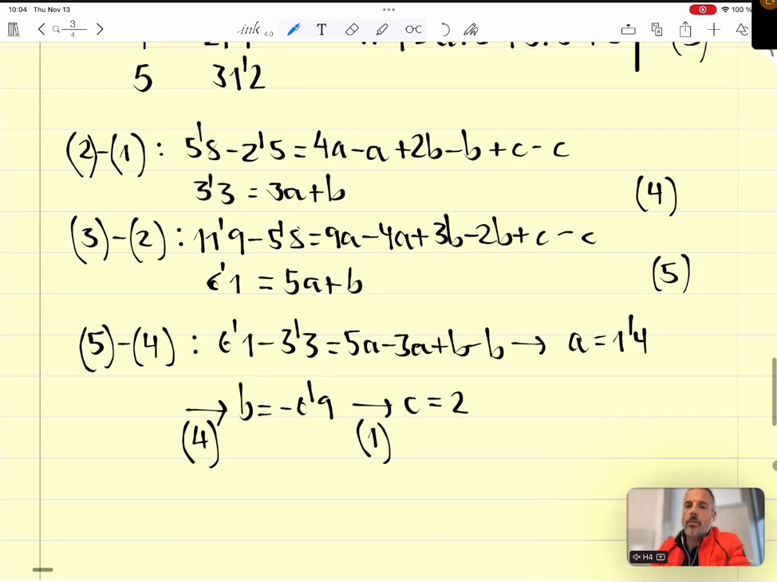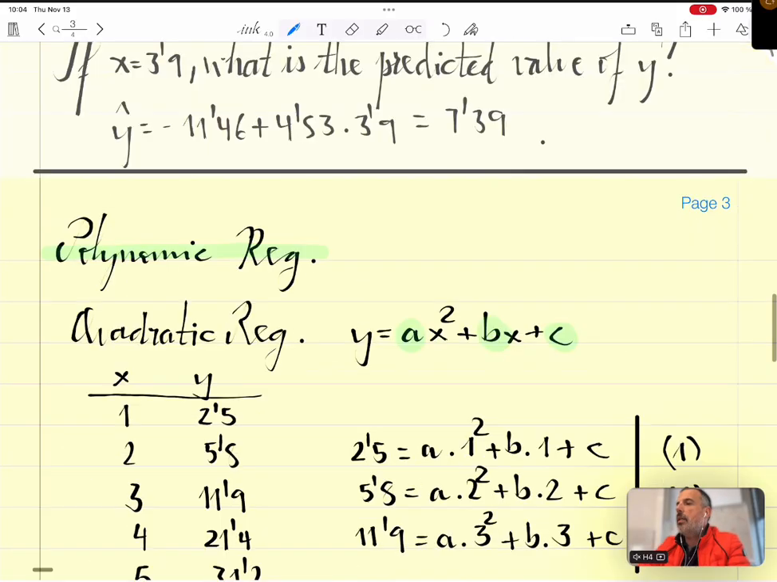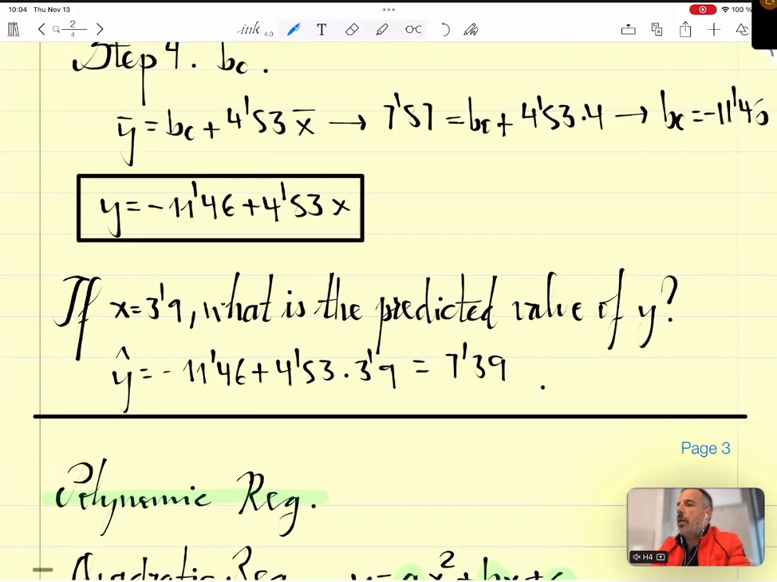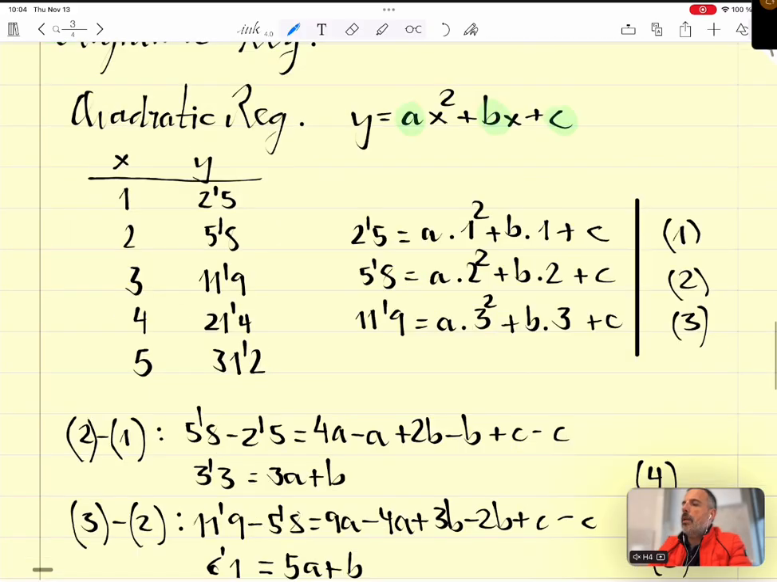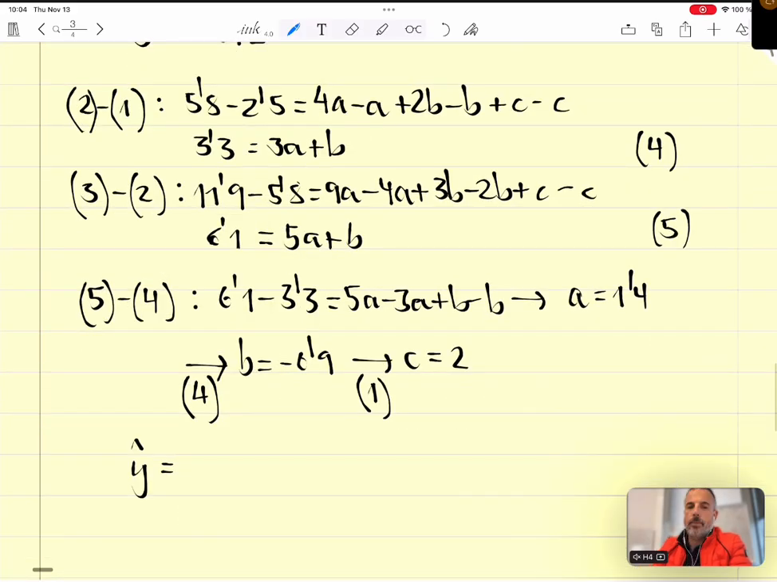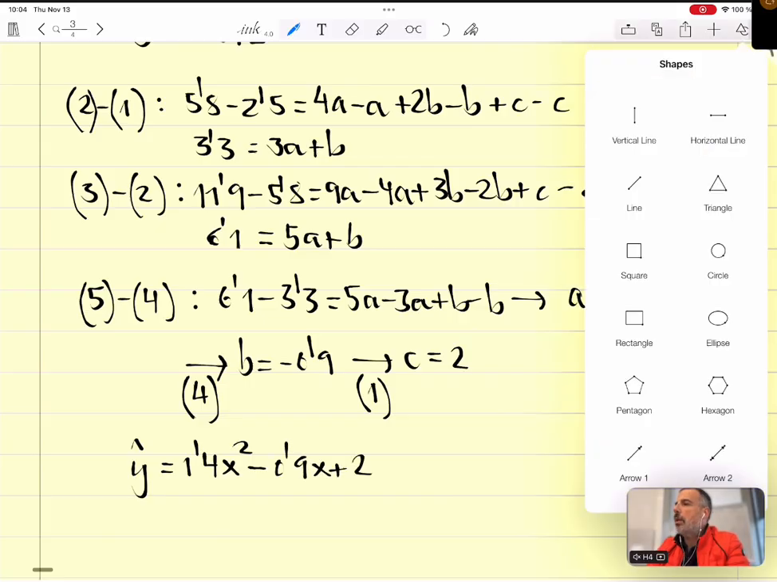Okay, so the final equation is y predicted. Maybe we should write it. I should write it like this. Make sure you put here a little hat, okay? So y predicted, this is what this hat means, okay? Is 1.4 x squared minus 0.9 x plus 2. Okay?